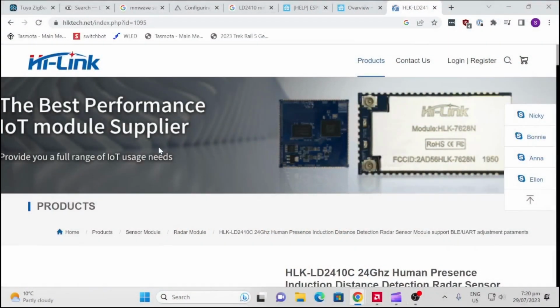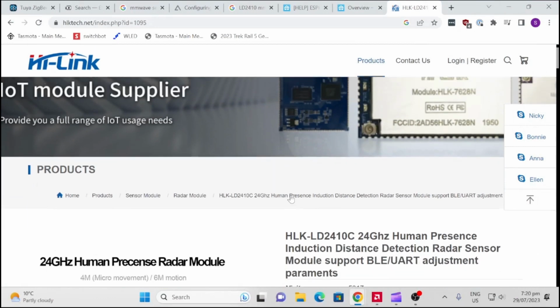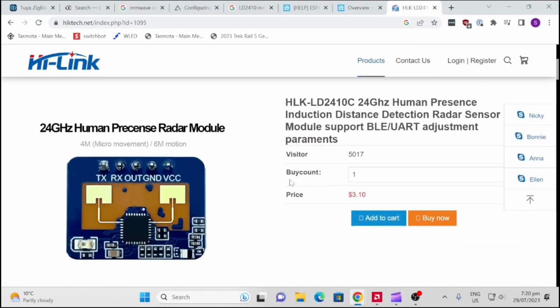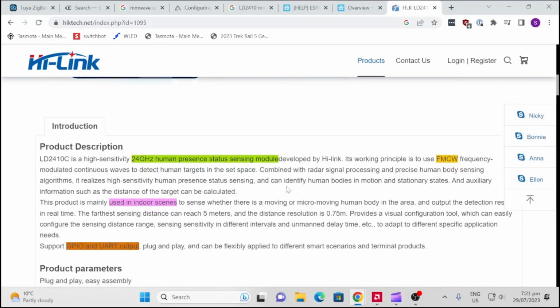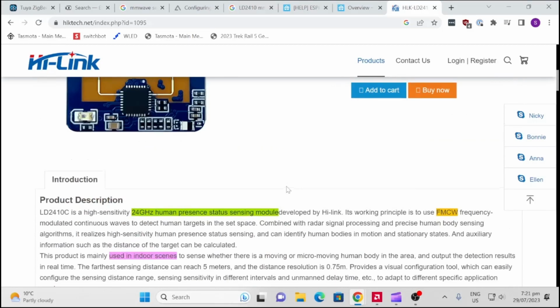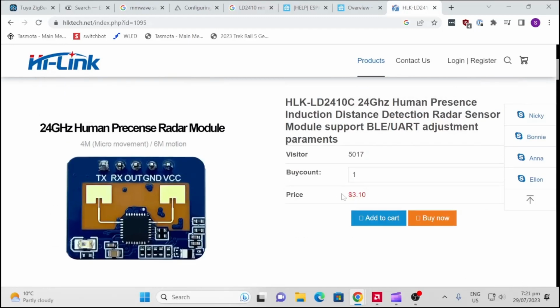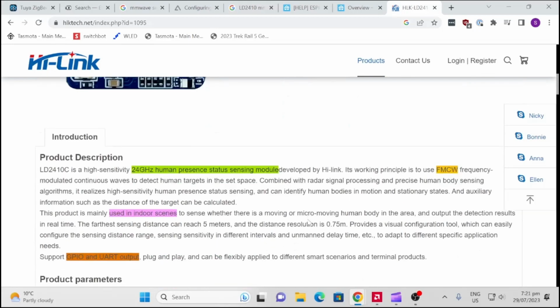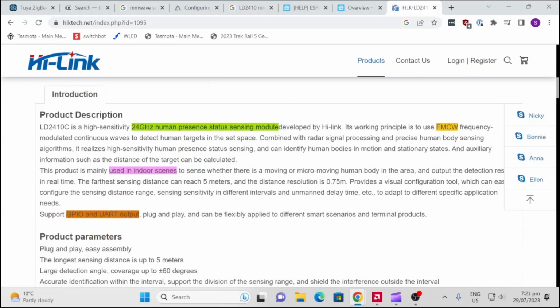So the LD2410C is a slightly different layout to the LD2410 without the C. Looks to be a more compact or a more square layout rather than a long thin layout. As you can see here, it's got a voltage, ground, an RX and a TX. So this is a pretty cheap looking sensor, around the $3 mark, and designed for indoor use.